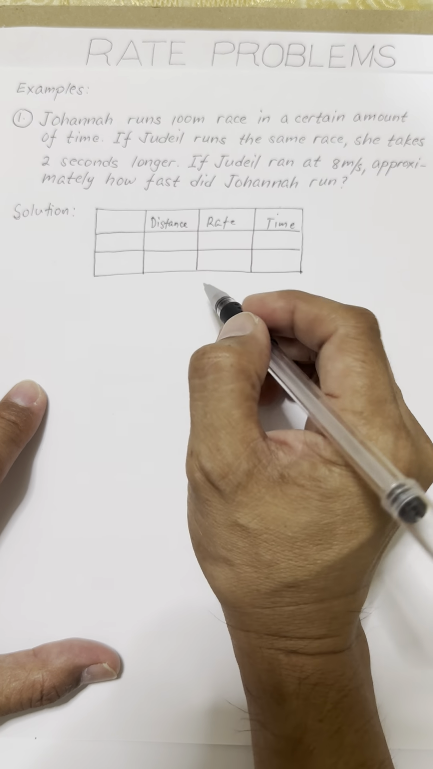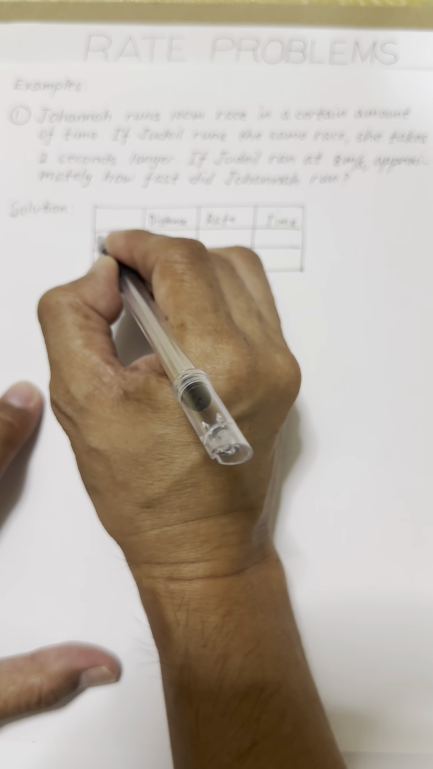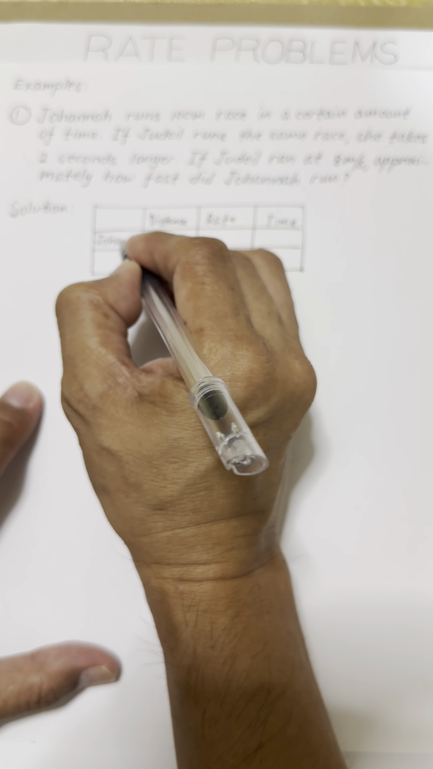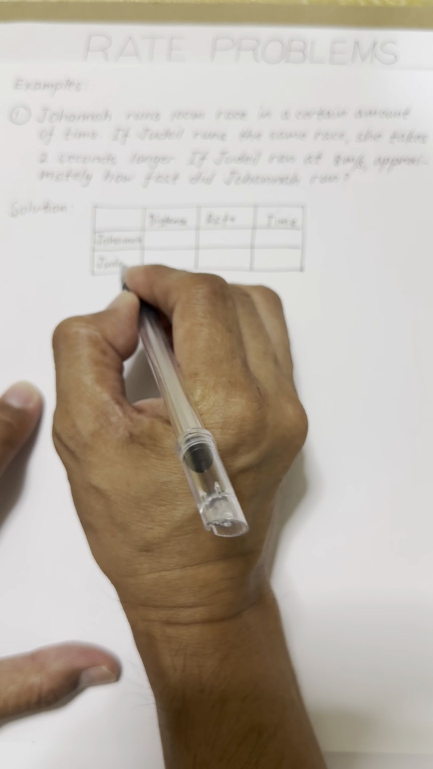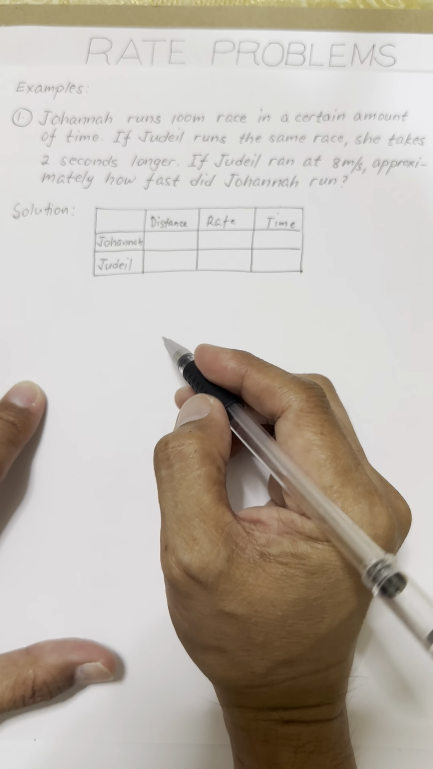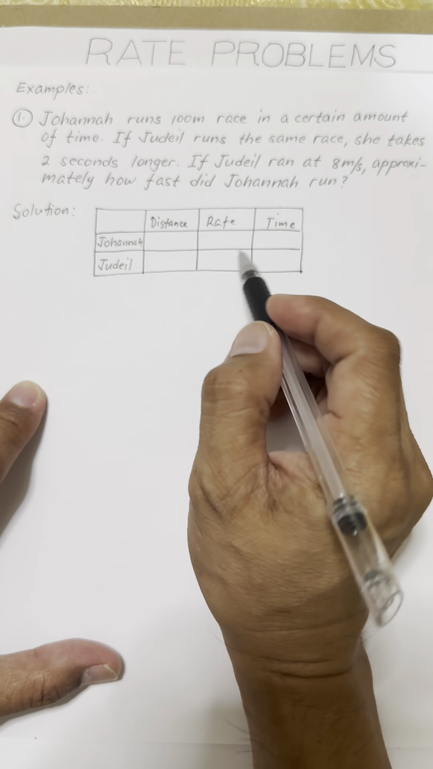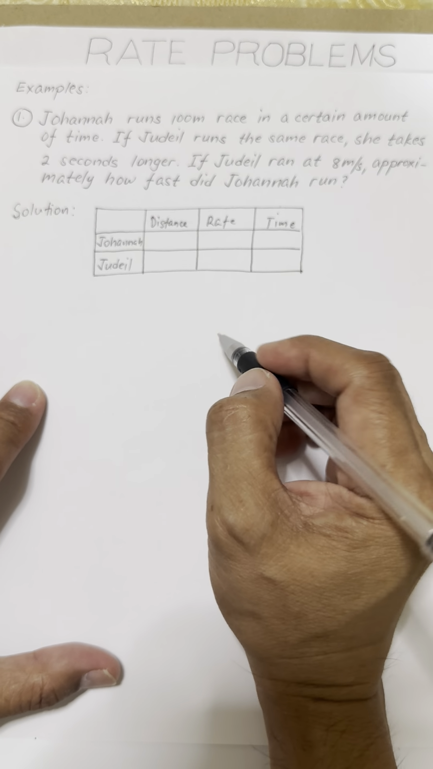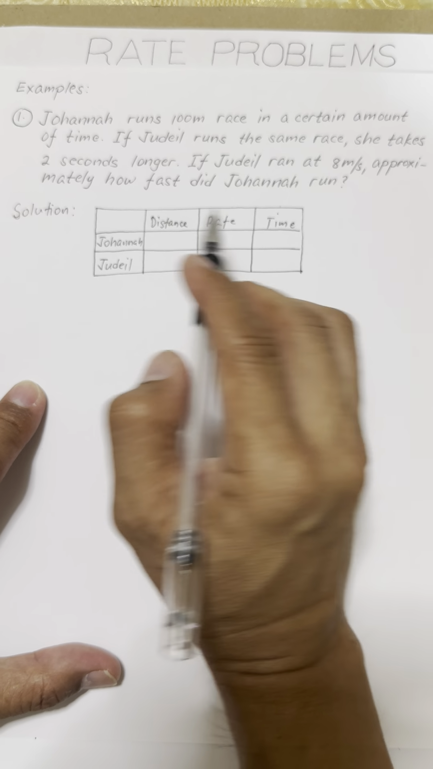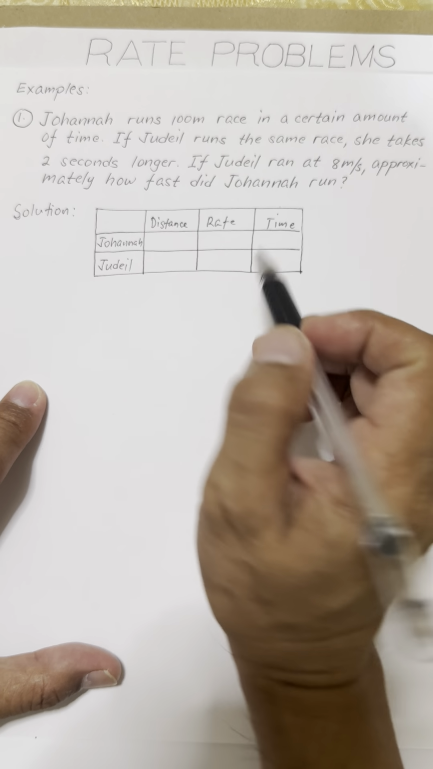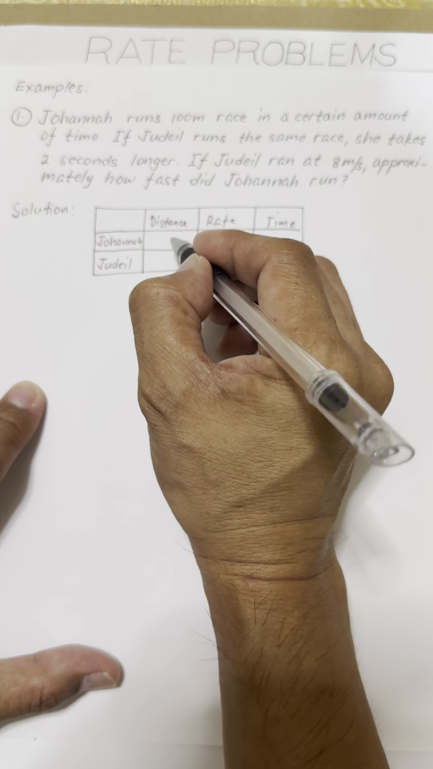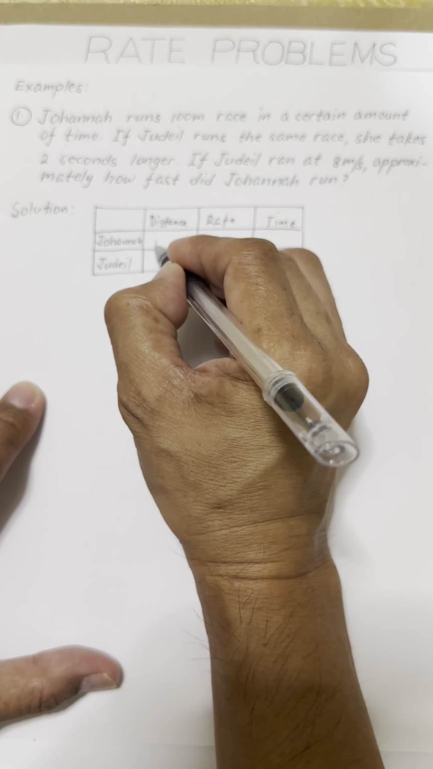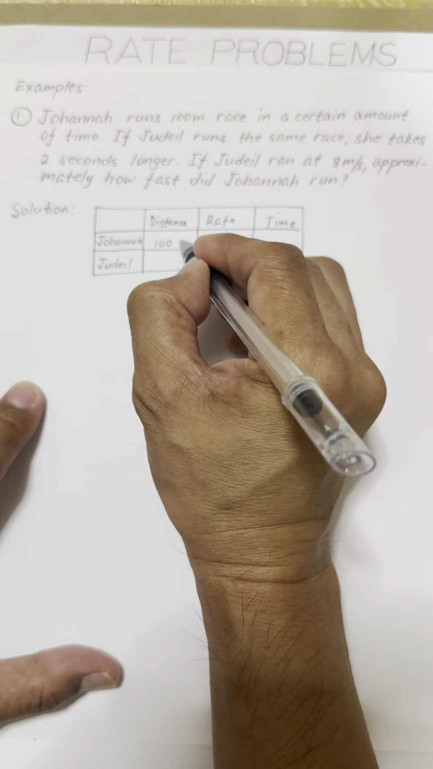Okay, then write down the names of the people involved. Like for example, in our problem we have Johanna, and then we have Judel. Okay, and then after that, take out what are the givens in each of them. Like for example, Johanna runs a 100-meter race. So 100-meter race means that the distance Johanna runs is 100. Okay, 100 meters.